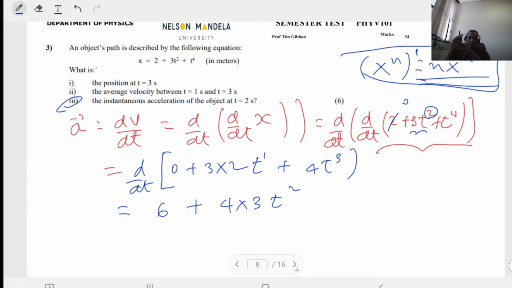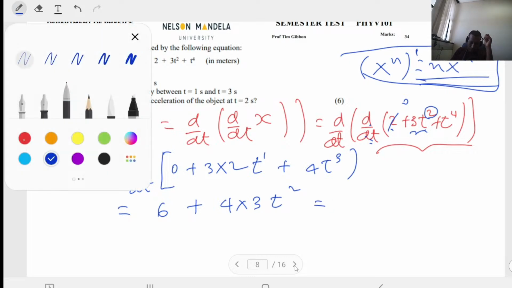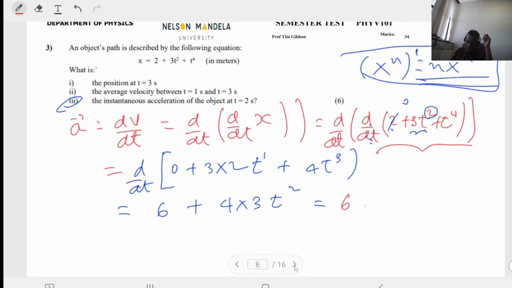Remember, the derivative is distributive. You differentiate d/dt of 2 first, d/dt of 3t squared next, and then d/dt of t raised to 4 last. You distribute the derivative. This is the second derivative, your acceleration as a function of time. Then the equation is 6 plus 12t squared. That is your acceleration as a function of time.